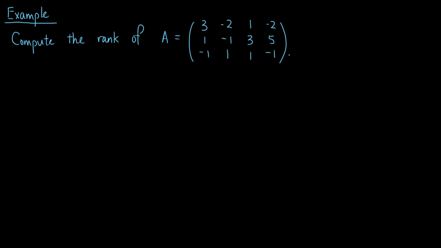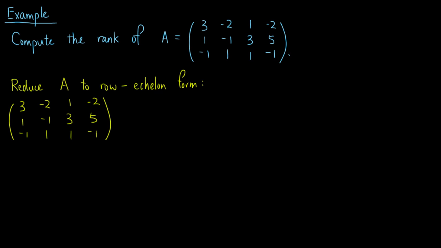Let us see an example of how we can compute the rank of a matrix. Say we want to compute the rank of this matrix A. By definition, it suffices to reduce A to row echelon form and count the number of leading ones. To start, we observe that the leading entry in the first row is 3, and the leading entry in the second row is 1. So we first swap the first row and the second row.